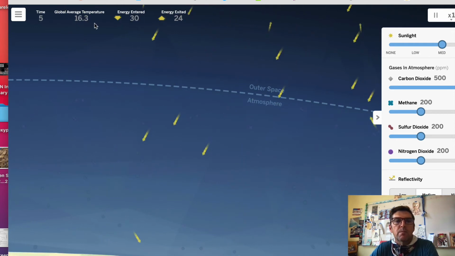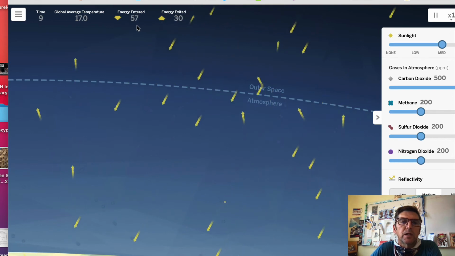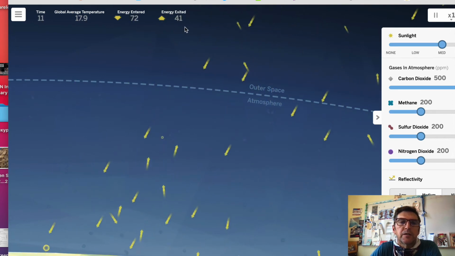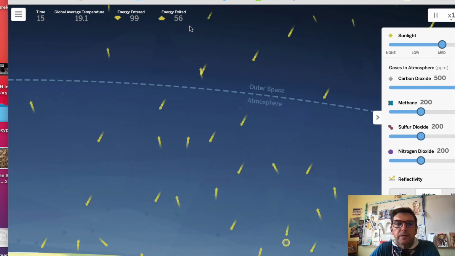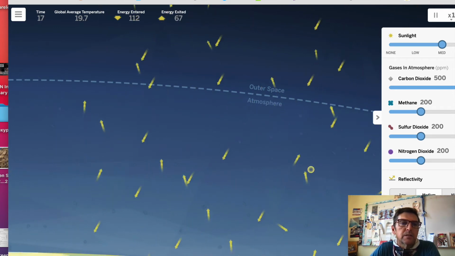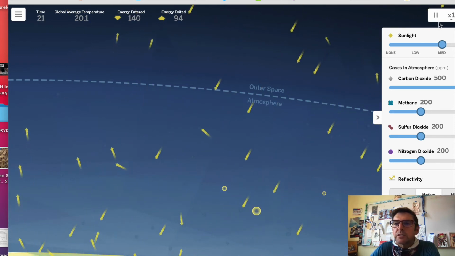Temperature going up. Energy entered is going up. Energy exited is going up, but slower. And what happened to the ice? Temperature is going up. 20 seconds, stop.